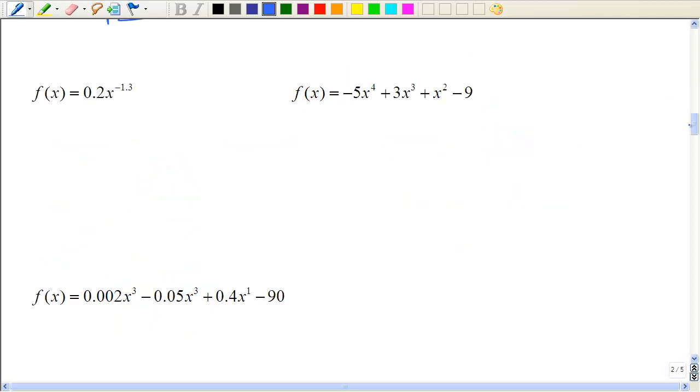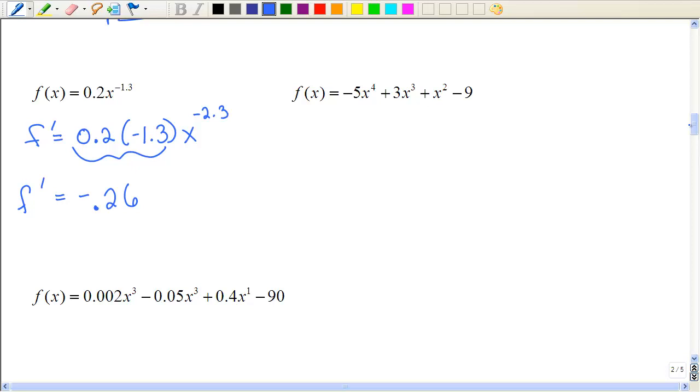So now we have an example with some decimals. Same thing, we keep the number in front, we bring down the exponent, and then we subtract 1 from the given exponent, and then we would multiply that together. And I believe we would get negative 0.26 x to the negative 2.3 power. That's just an exercise in decimals.